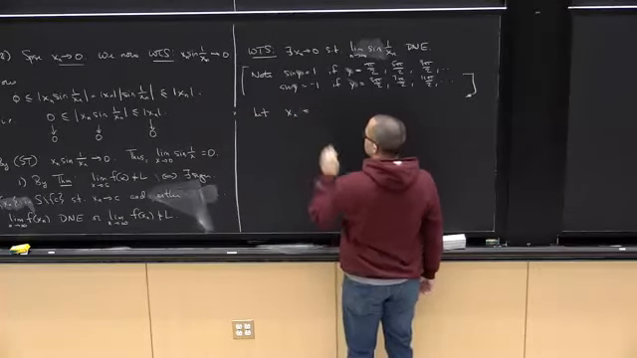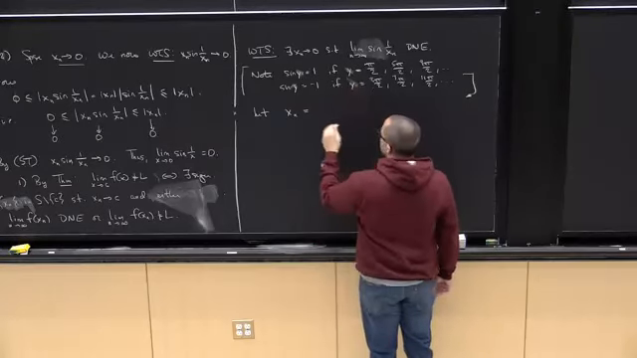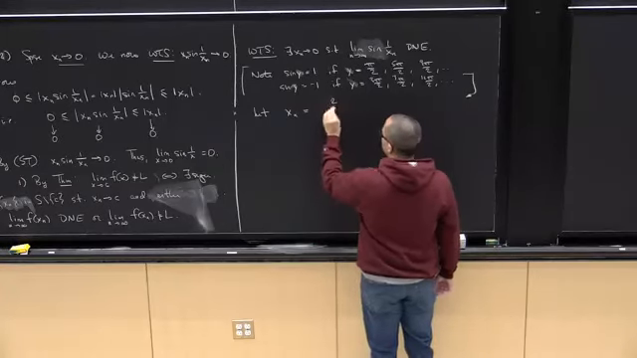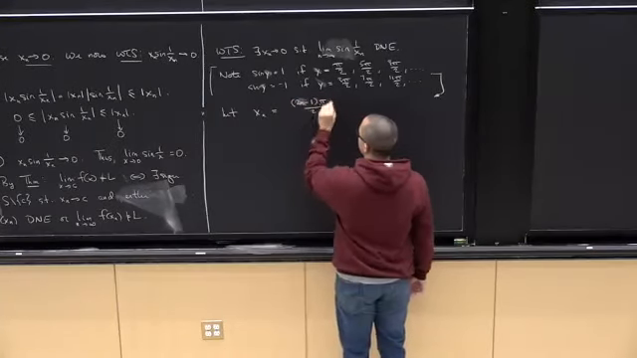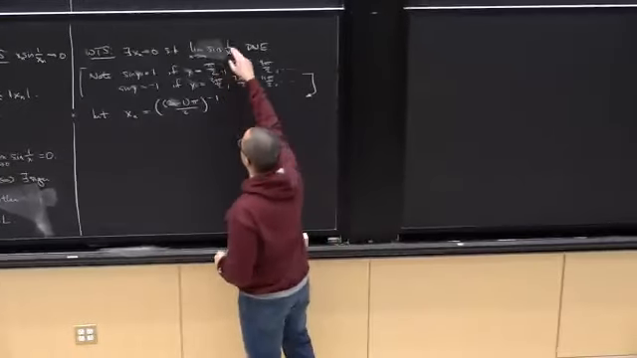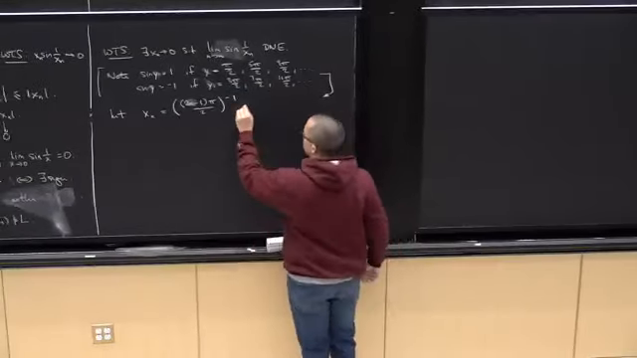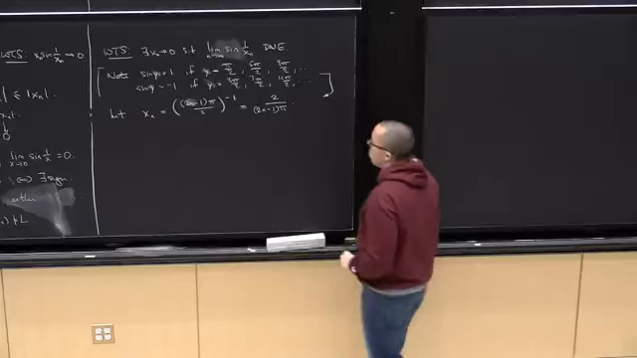Let x sub n be 1 over these numbers, essentially. So x_n = 2 over (2n minus 1) pi, because we're going to stick this into sine of 1 over x. Okay?